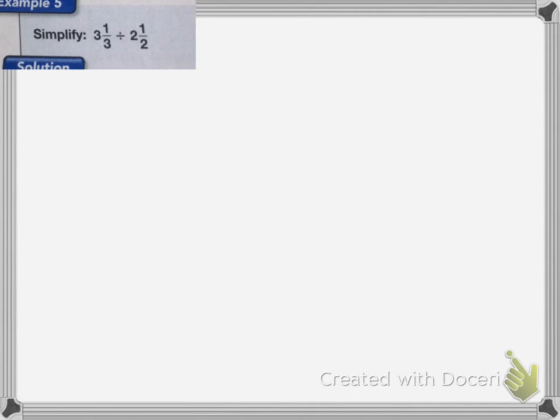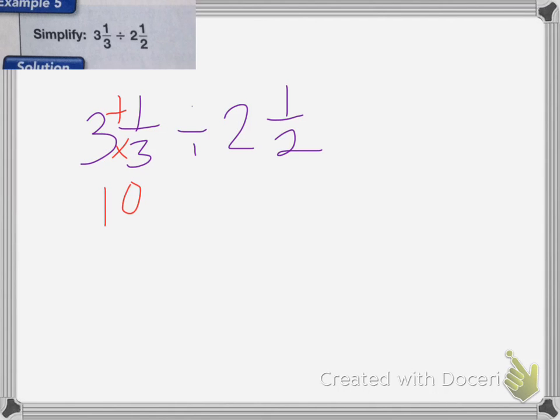Okay, last one. 3 1/3 divided by 2 1/2. So first I have to change these to improper fractions. 3 times 3 is 9, plus 1 is 10, so 10/3. Divided by 2 times 2 is 4, plus 1 is 5, so 5 halves. Then remember we flip the second number, flip and switch.